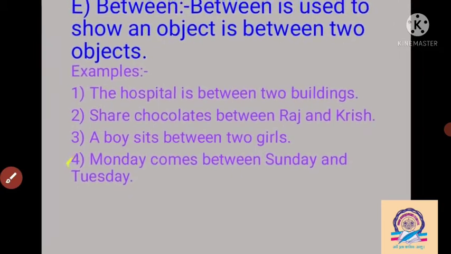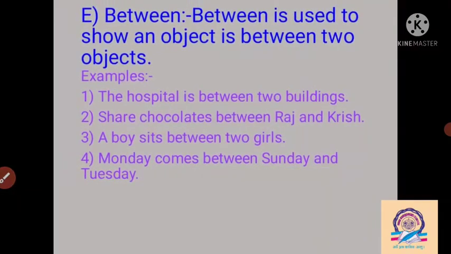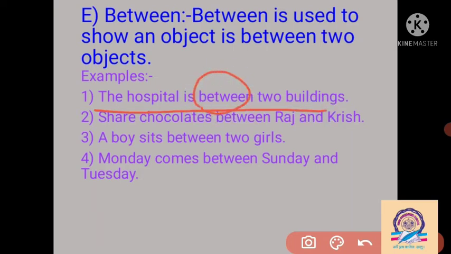Then between is used to show an object is between two objects. When something is between two things, when there are two things, at that time we have to use between. Like the hospital is between two buildings. There are two buildings, and between the two buildings there is a hospital. So for between, we have to use it when there are two things.